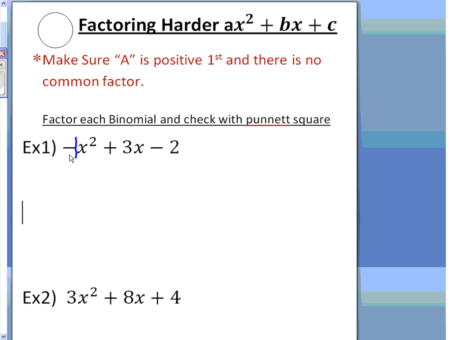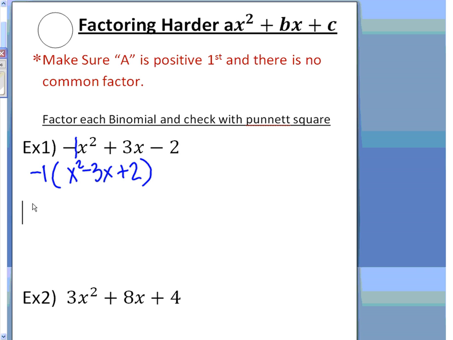Now there's a lot of ways to do this, but the way I like to do it is I'm going to factor out a negative 1. So basically what I'm going to do is divide everything by a negative 1. So if I divide everything by a negative 1, I end up with negative 1x squared divided by a negative 1 is x squared. 3x divided by negative 1 is negative 3x. And negative 2 divided by negative 1 is positive 2. So that's what I'm going to do first.